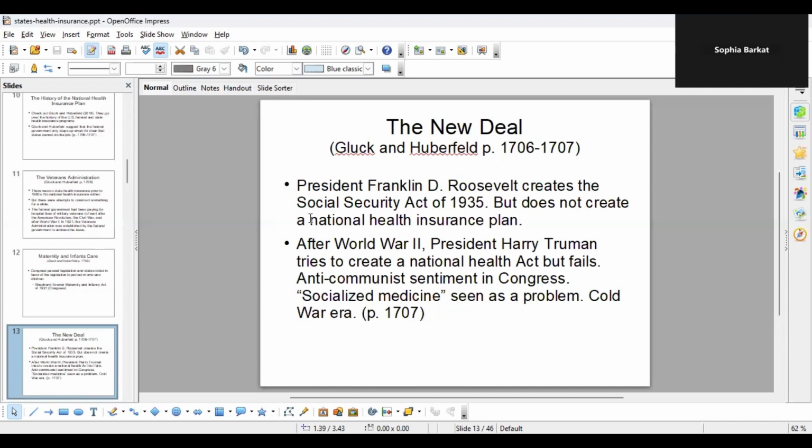However, it does not create a national health insurance plan. Why? Well, after World War II, President Truman tries to create a National Health Act, but also fails. Basically, what happens is a national health insurance plan is expensive, but also there is the idea that you're socializing medicine. And there's the stigma that if you socialize any process, you must be communist, right?